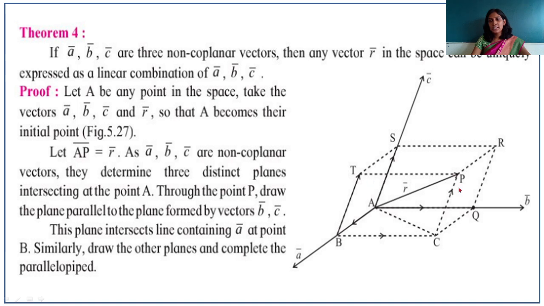Then draw planes parallel to these three planes. Draw parallel to this plane, this, and draw parallel to this plane, this, and it completes the parallelepiped. This diagram becomes a parallelepiped.